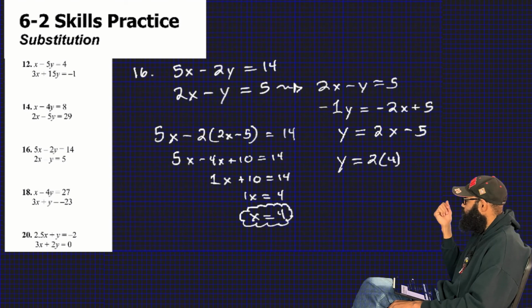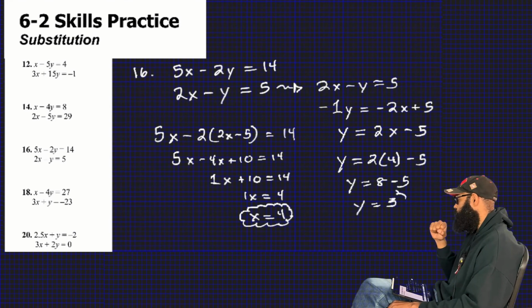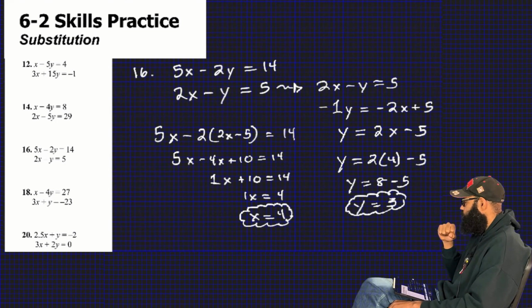And then, of course, you're not done, because what does y equal? Well, 2 times 4, since x is equal to 4, and then subtract 5. So 8 minus 5 is going to give you 3.